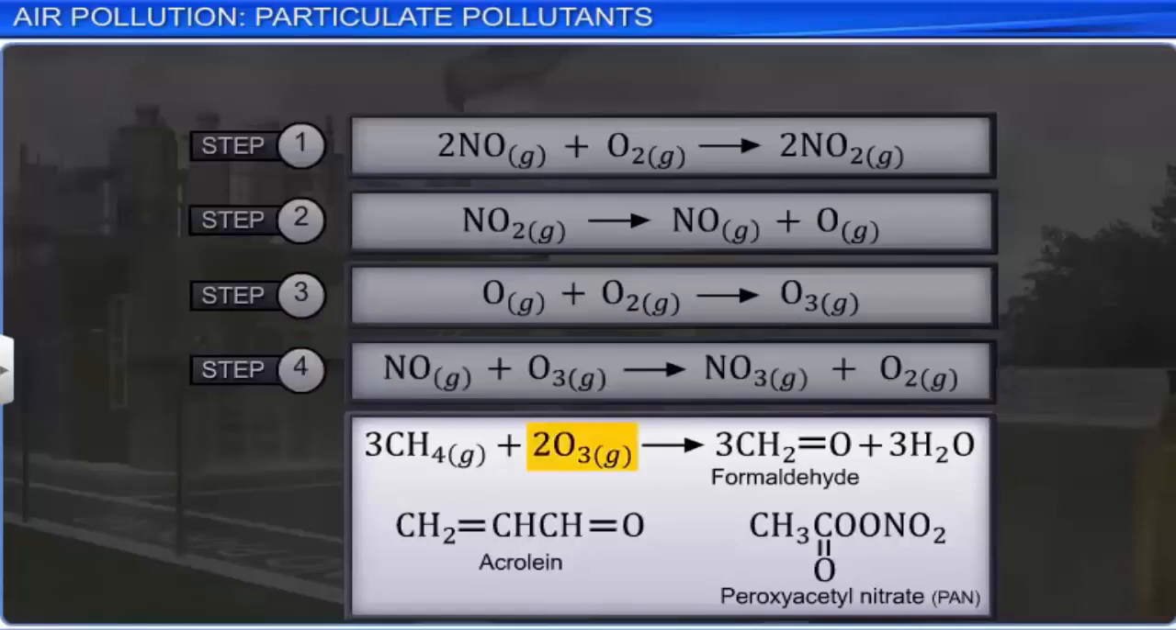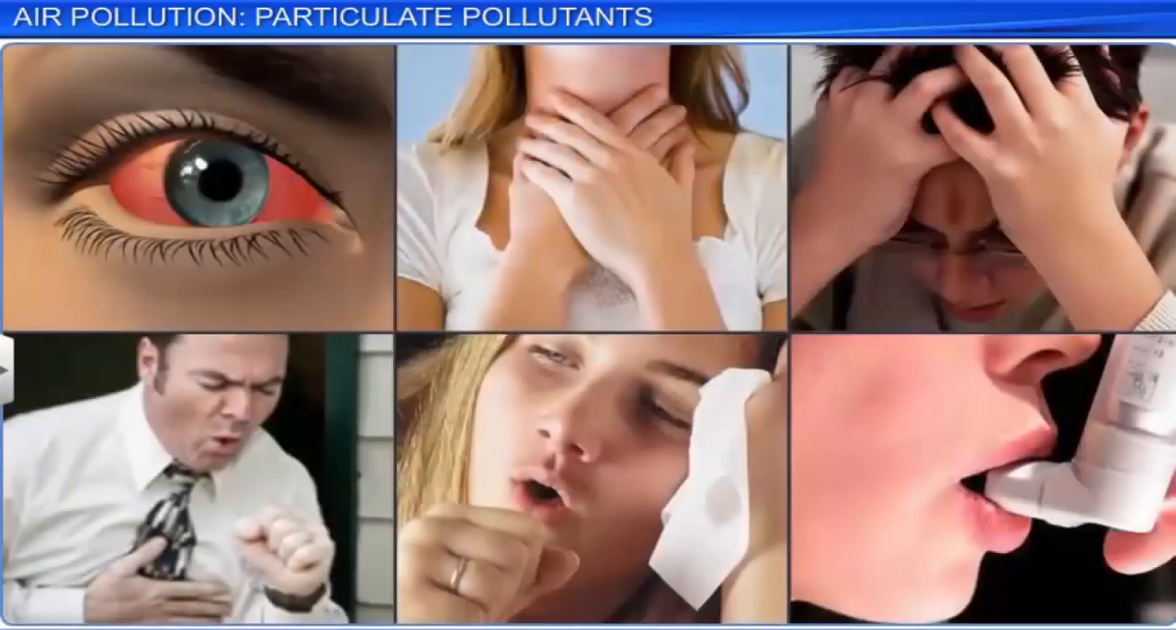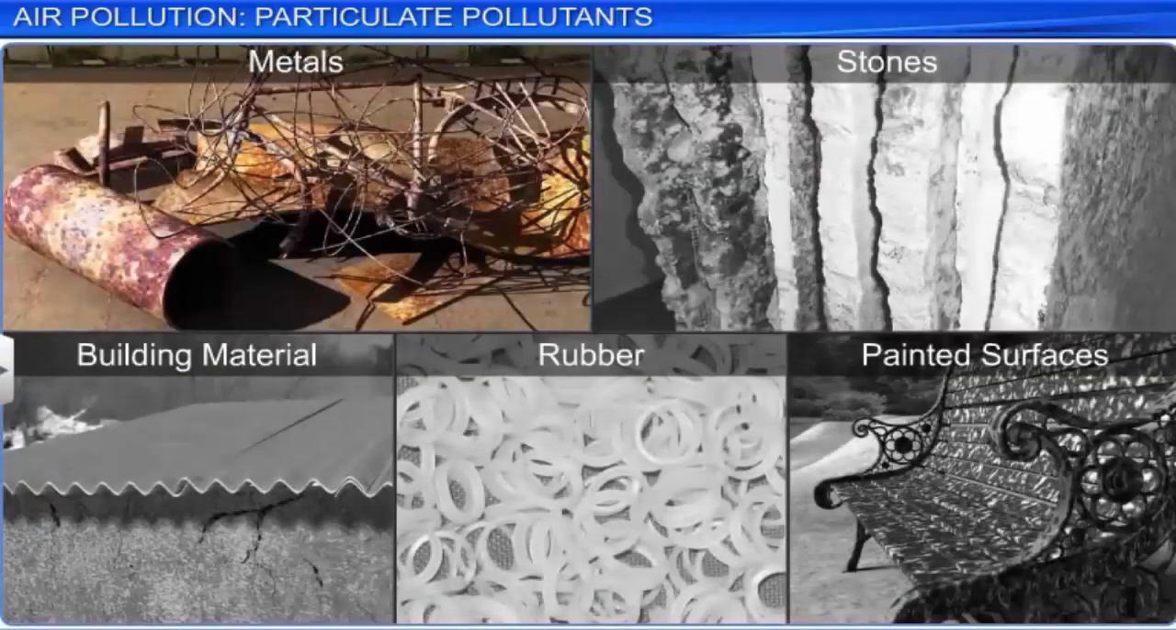Both nitrogen dioxide and ozone can react with unburnt hydrocarbons to form chemicals such as formaldehyde, acrolein and peroxyacetyl nitrate. These components of photochemical smog cause health hazards in animals and in man, such as eye, throat and lung irritation, headache, chest pain, cough, difficult breathing, etc. It also corrodes metals, stones, building material, rubber and painted surfaces.